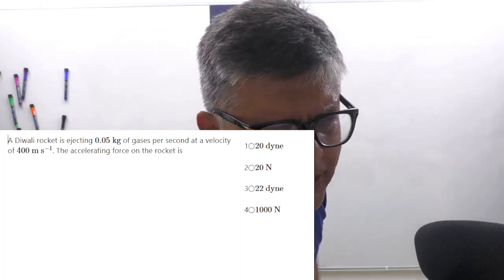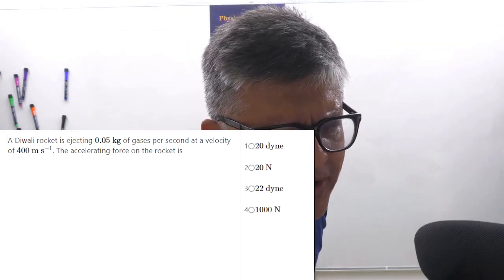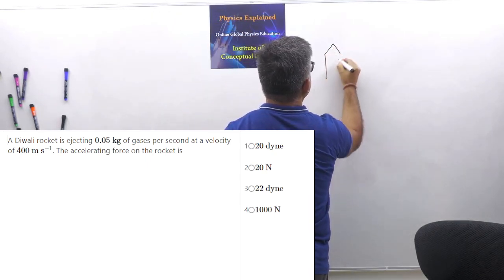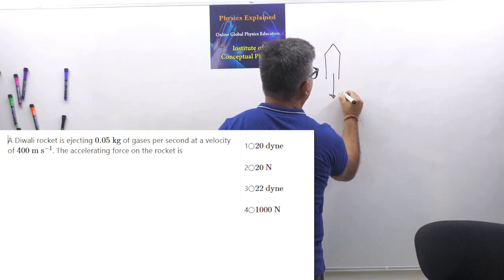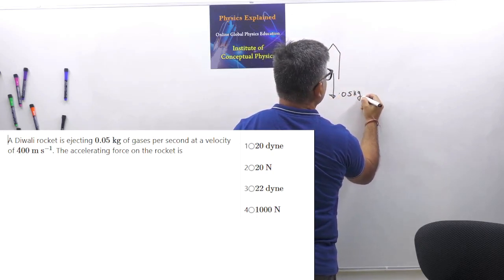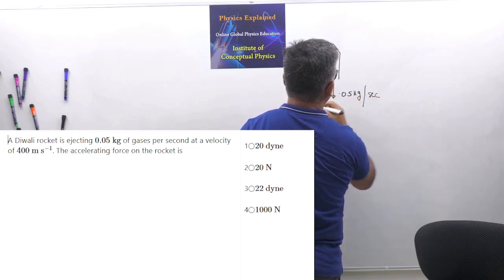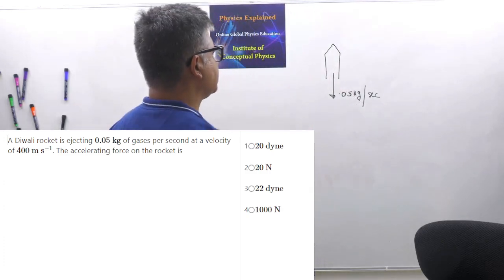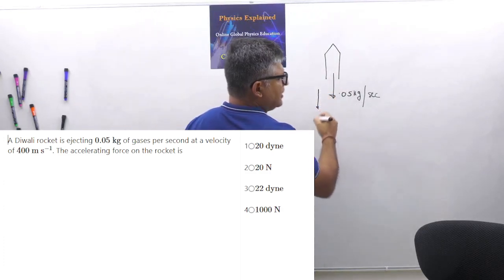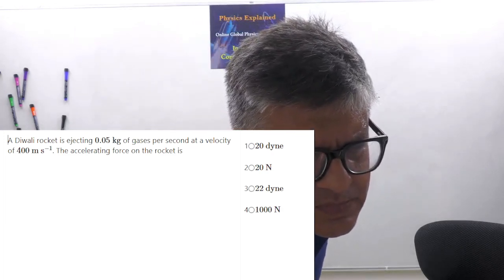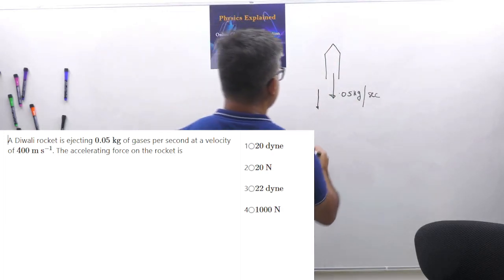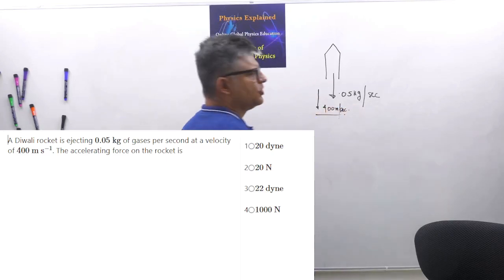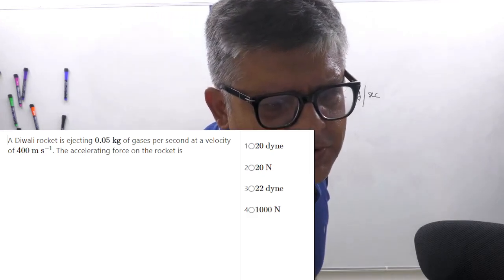There is a Diwali rocket which is ejecting 0.5 kilogram of... So the rocket is there, and what is happening is it is losing 0.05 kilogram of mass per second, right? And what is the second thing which is given? The velocity with which this is coming out is 400 meter per second, right? The question is, what is the force on the rocket?